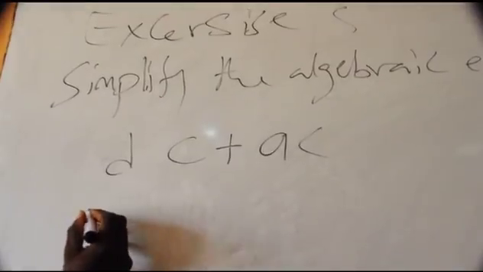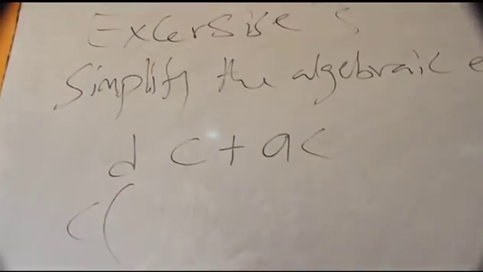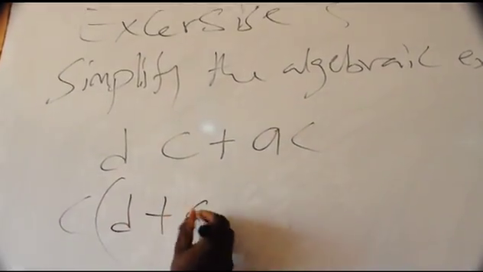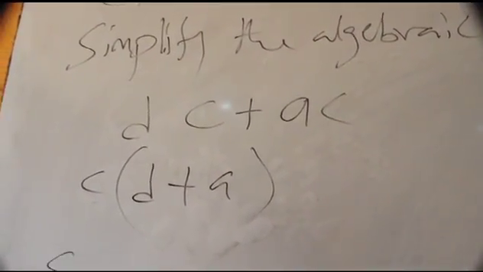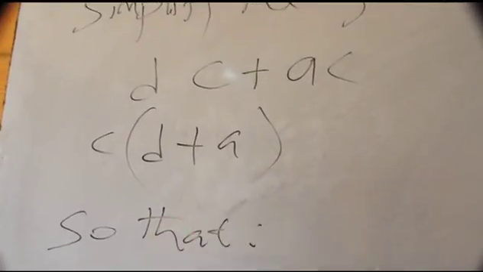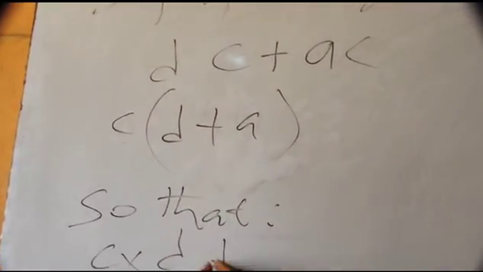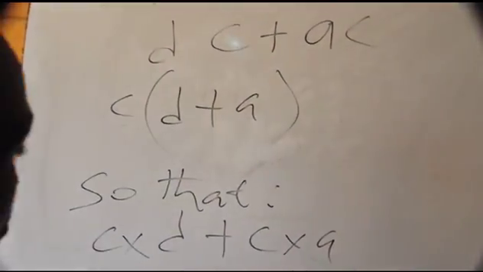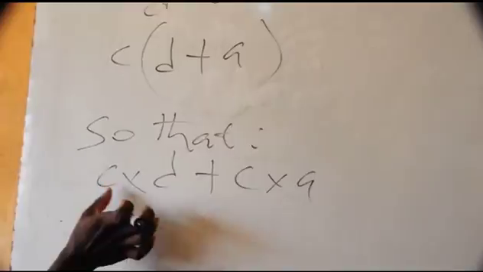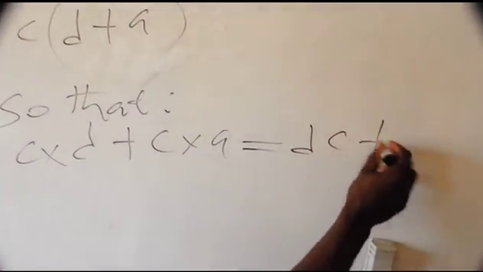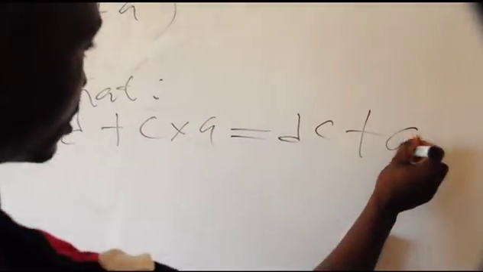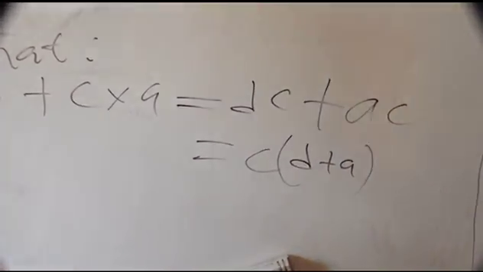So what we do now is bring out this C outside, then bracket D plus A, so that we have C times D plus C times A. That's it. C times D will be DC plus C times A will be AC. D plus A. So there we are, solving this expression.